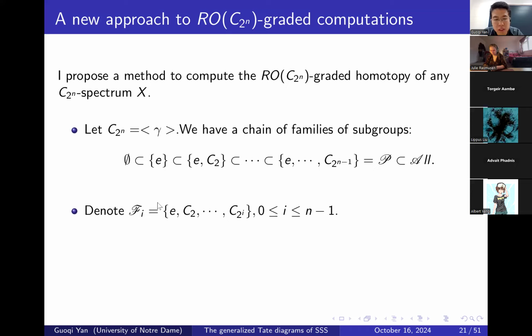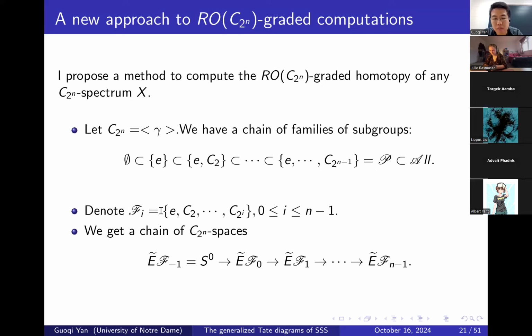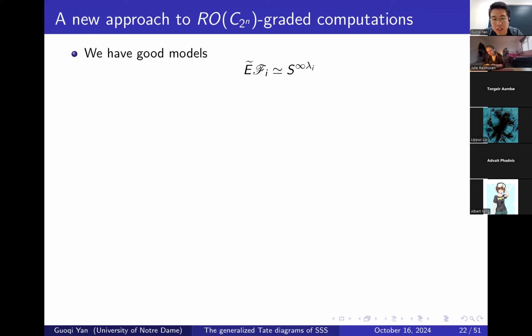So now we give some names to these families. Denote the family from the trivial group up to C_{2^i} by F_i. And then this chain of family inclusions gives us a chain of maps between the universal spaces. Recall that these spaces correspond to localizations, so this is actually a tower of localizations. Not only in the abstract sense, but also in a concrete sense in this case, because these universal spaces have very good models. This universal space is modeled by the infinite dimensional sphere.